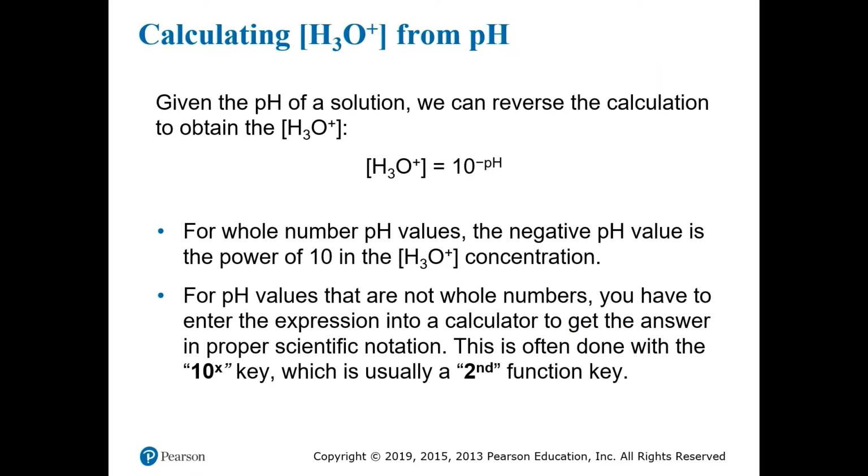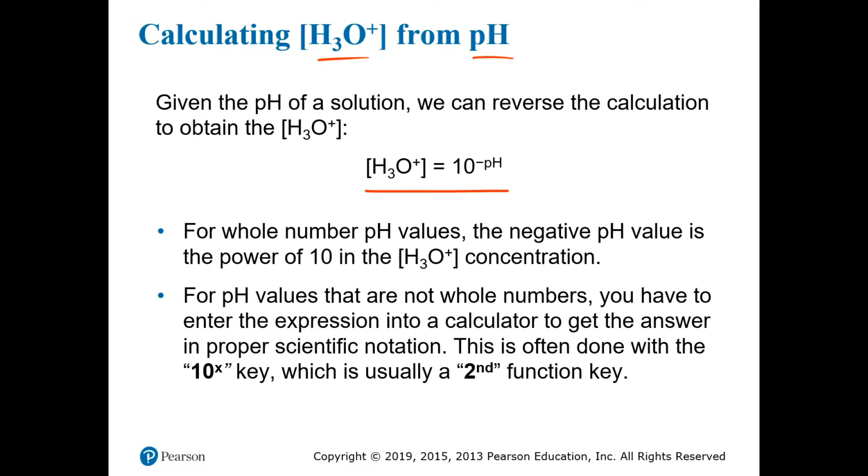Of course, we also want to be able to reverse this calculation and figure out the hydronium concentration from the pH value of a solution. If you know how to deal with logarithms, you might be able to invert the previous pH equation, but we're not requiring you to do that, so we just give you the formula for this step. The hydronium concentration is 10 to the power of the negative pH of the solution. So for whole number pH values, you get an integer exponent for 10. You can assume the coefficient is 1 or 1.0, depending on the significant figures, and then you're pretty much done.